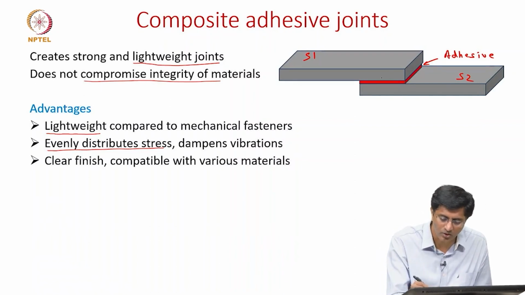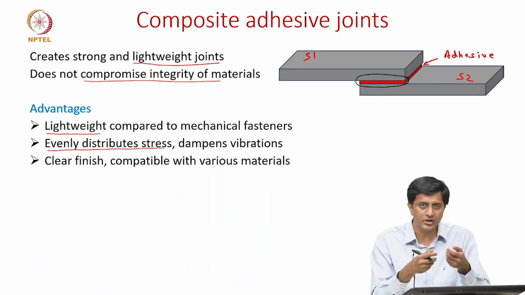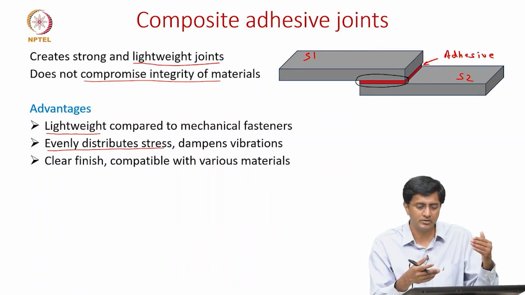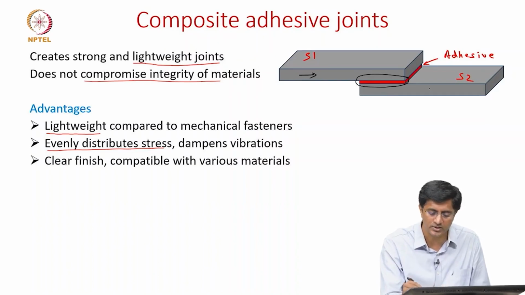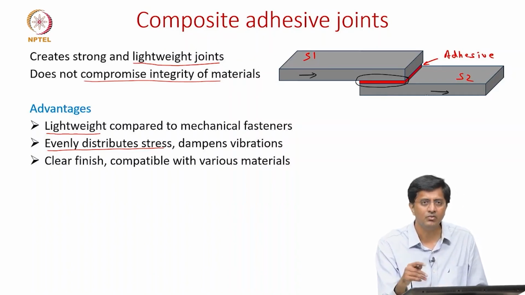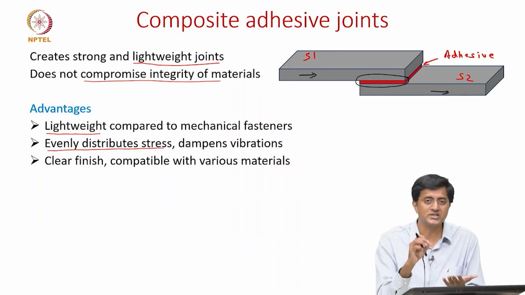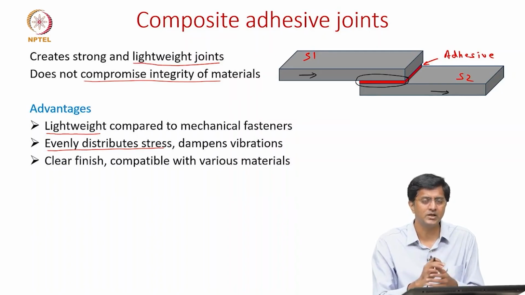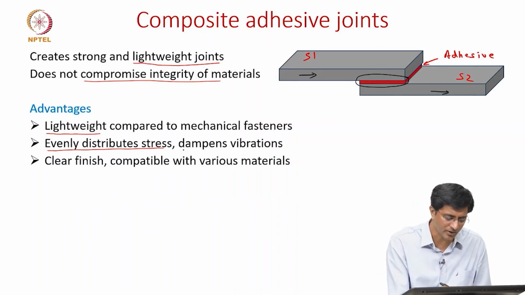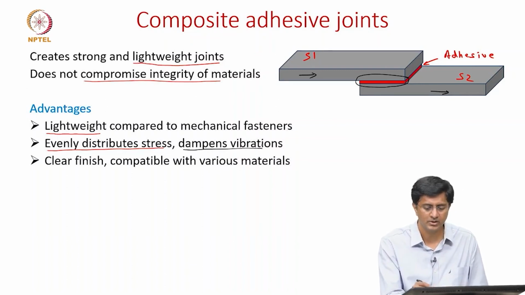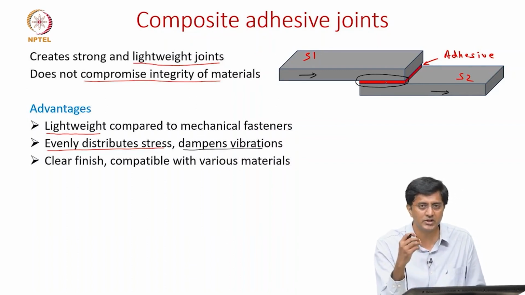So let's say, this is the cross section, the whole adhesive layer will take the load while it transfers the load from let's say substrate 1 to substrate 2. Meaning, why is it important? Because since the load is distributed over a large area, the stresses in the adhesives are much lesser compared to the stresses in the bolts or the rivets. And it also helps to dampen the vibrations, because we are using polymeric materials which are relatively soft compared to composites or metals. They can dampen some of the vibrations.